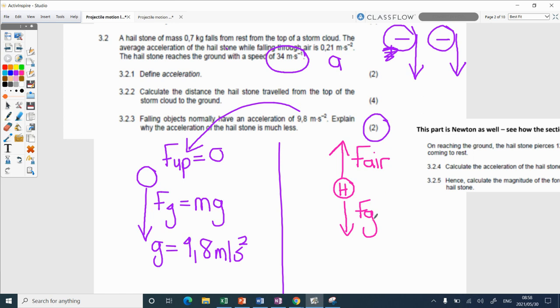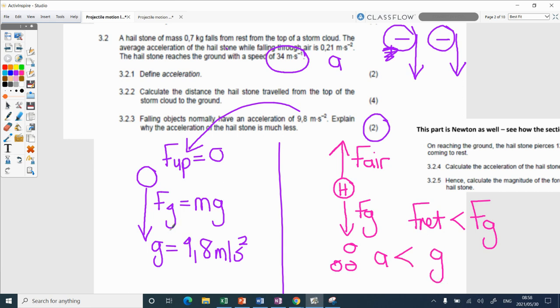Yeah, you can't just say because of air friction, because you need to say that the net force acting here is now much smaller than Fg, because to get the net force, and this is where you could ask it because you've done vectors, you're going to say winning minus losing. So you're going to say Fg minus the air friction. So F net is now much smaller than Fg, and therefore acceleration is going to be much smaller than the gravitational acceleration.